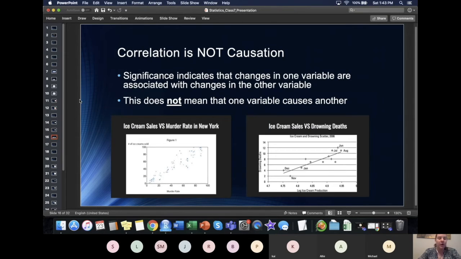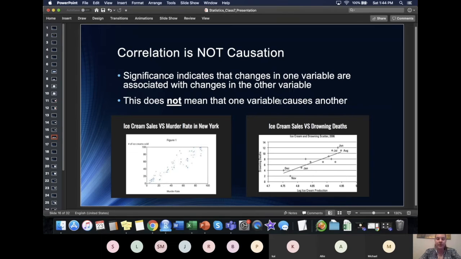Okay, one more thing before I go on to the example. I talked about this. Correlation does not equal causation. Correlation means there is a relationship, or one is associated with another. Another way to say it is that one varies in the same way as the other one varies. These are real examples of news articles that came out. It was a while ago. I think it was in the 90s or the 80s.